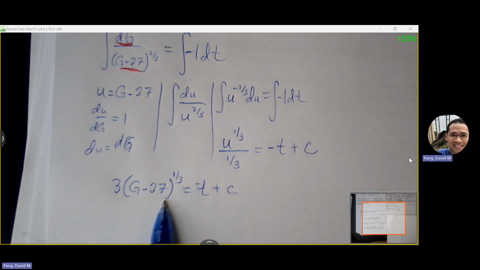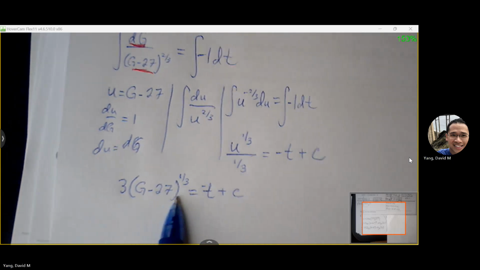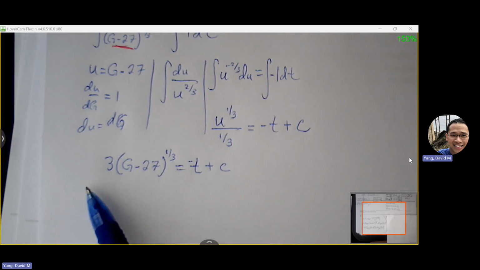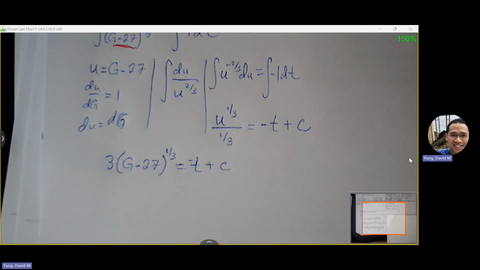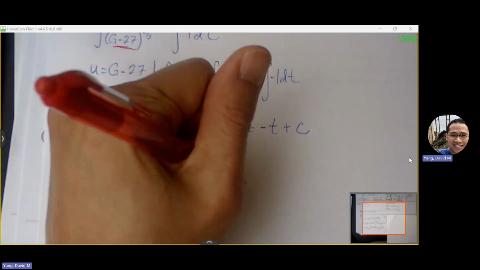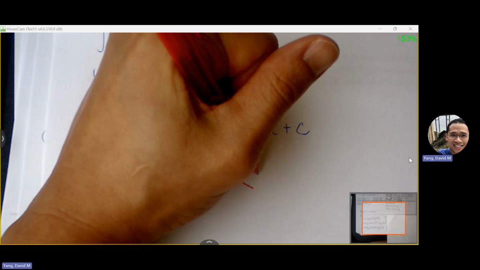Now I'm at the function level. Once you're at the function level, you just have 2 remaining tasks to do. We have to solve for C, and then we have to get G by itself. So I think this is a manageable place to just go ahead and solve for C. I'll go ahead and do that.